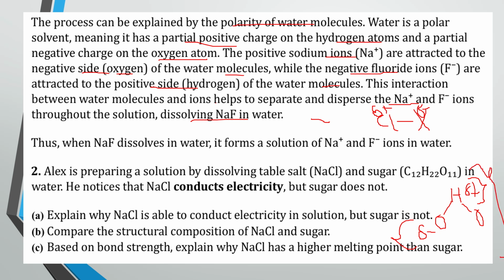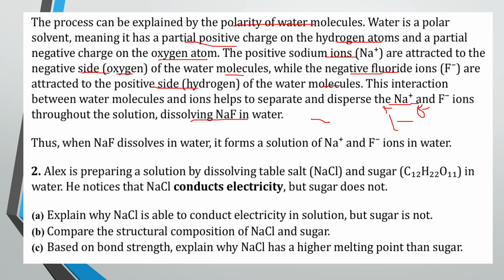So we're going to conclude that when sodium fluoride is dissolved in water, it's going to form a solution of sodium ions together with the fluoride ions in water, simply because all ionic compounds are polar in nature. They can give off ions, negatives and positives, that get attracted to the negative part of the water, which is oxygen, and the positive part of the water, which is the hydrogen atom. Now let's look at question 2.